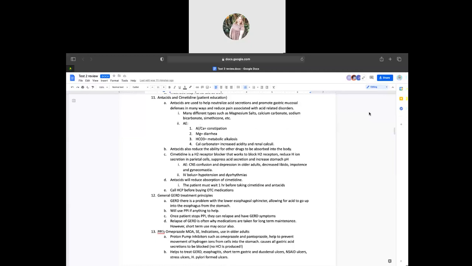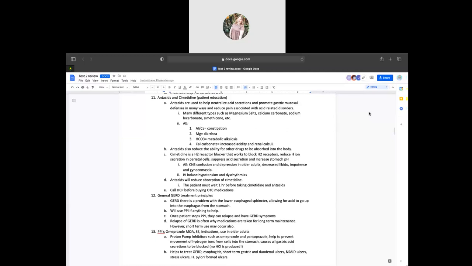A lot of these antacids are going to be over the counter. Side effects can include constipation, diarrhea, metabolic acidosis, and with calcium carbonate, increased acidity and renal calculi. I'm going to talk about B in a minute.